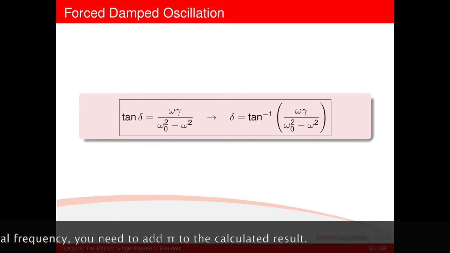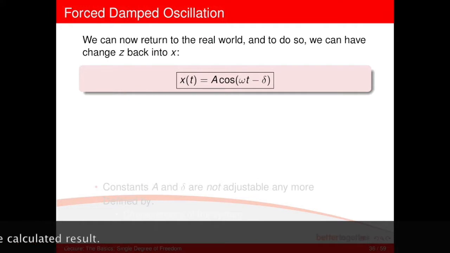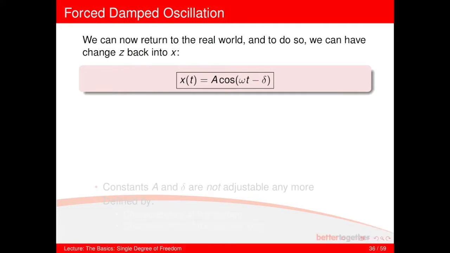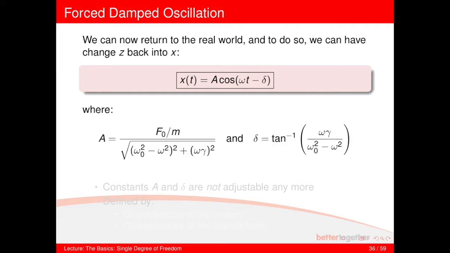And obviously, you can return to the real world. We know what A is, and we know what delta is. They're defined there. So that is the equation for a forced oscillation system with damping. And again, that A cosine omega t minus delta is almost equivalent 100% with the case where you've got no damping. Again, the system will oscillate at the frequency at which you're driving it.